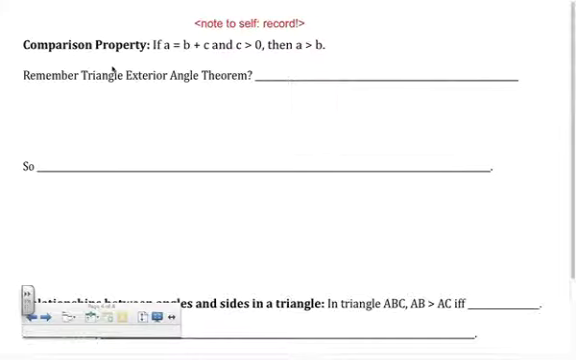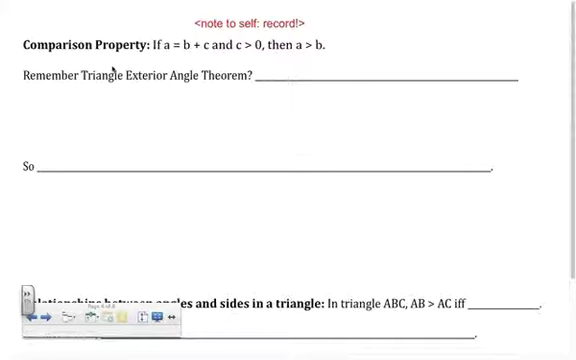And I know there's a whole lot of symbols and letters in there, but think about it rationally. If I have to take a positive number and add it to B in order to get as big a number as A, it should make sense then that A is greater than B.